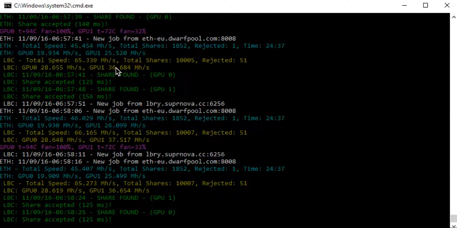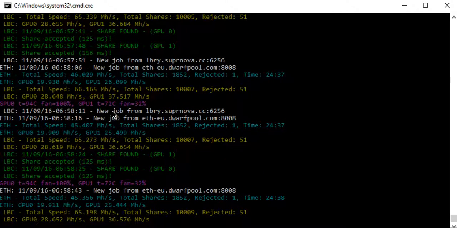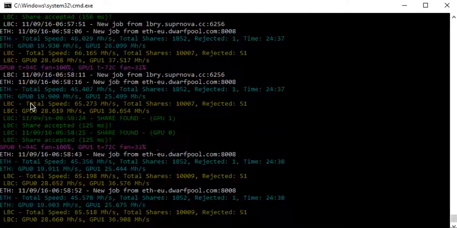So the second GPU works faster, and for Ethereum the R9 is 19, while the RX 470 version is 26 megahashes per second, and as I said, the R9 390 is a bit overloaded and works in extreme conditions.